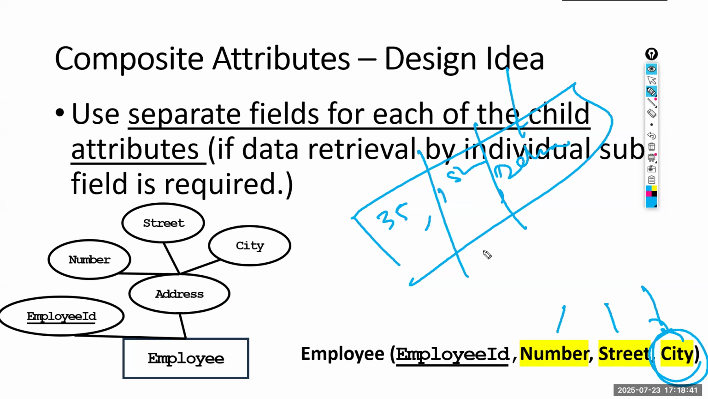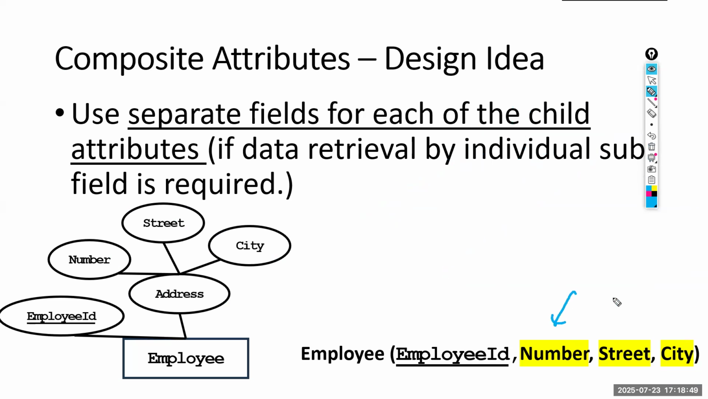So therefore, this is always preferred, right? It makes our life much simpler. Designing is all about making our life easy, making the data very easy to access, unambiguous. So always go for the sub attributes. Take your sub attributes as fields if it is a composite attribute. That is the best practice in designing.